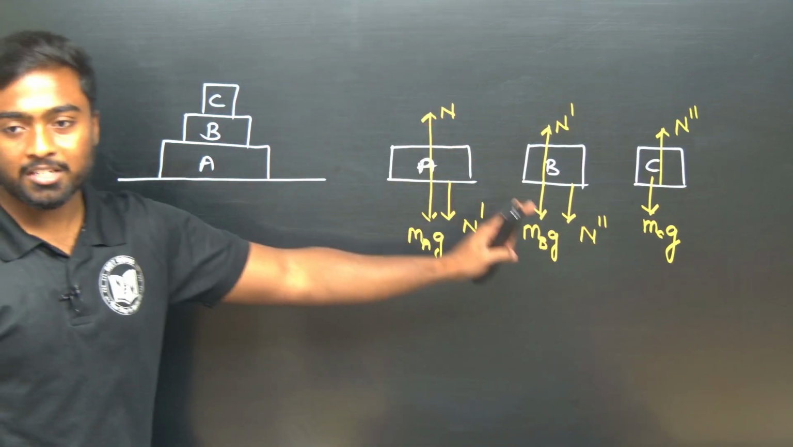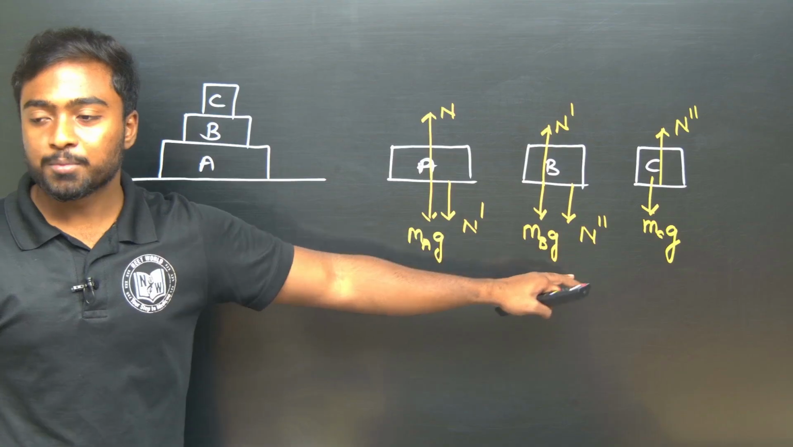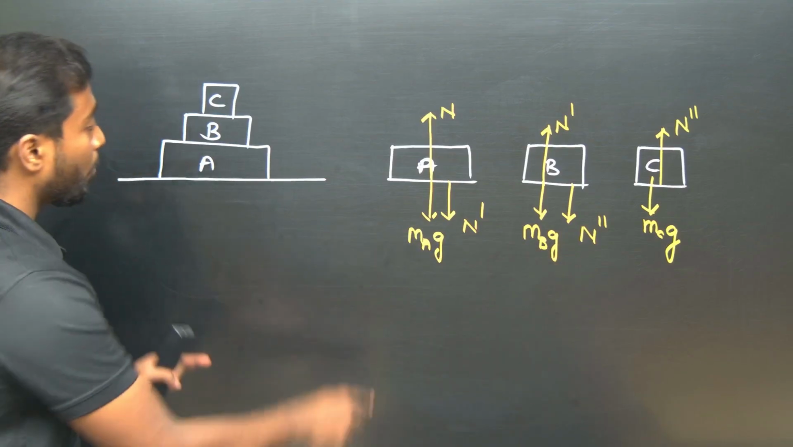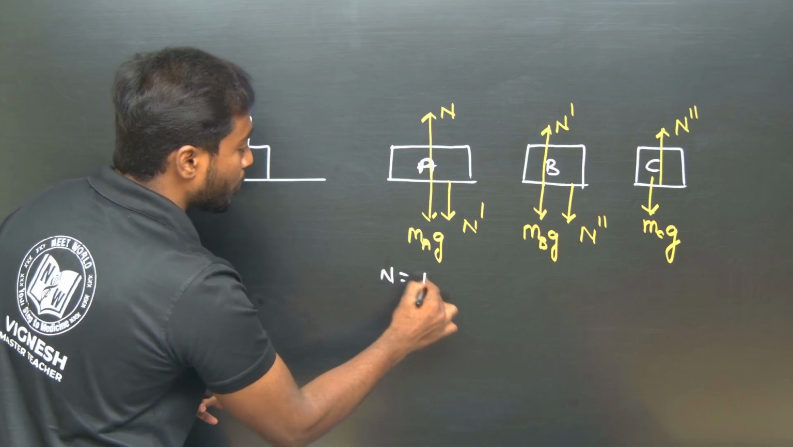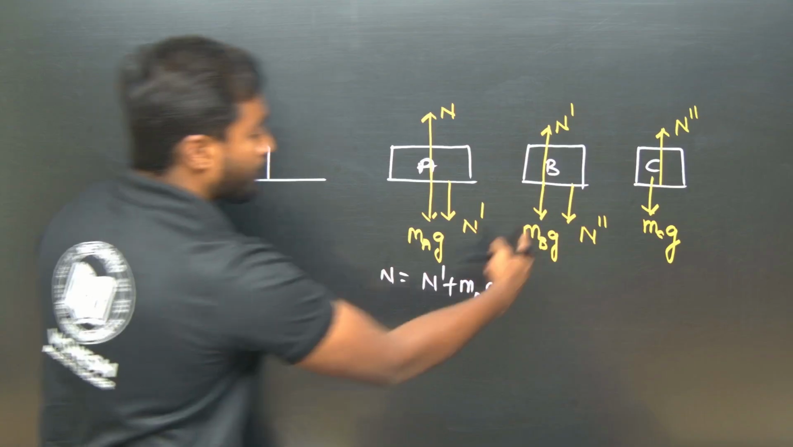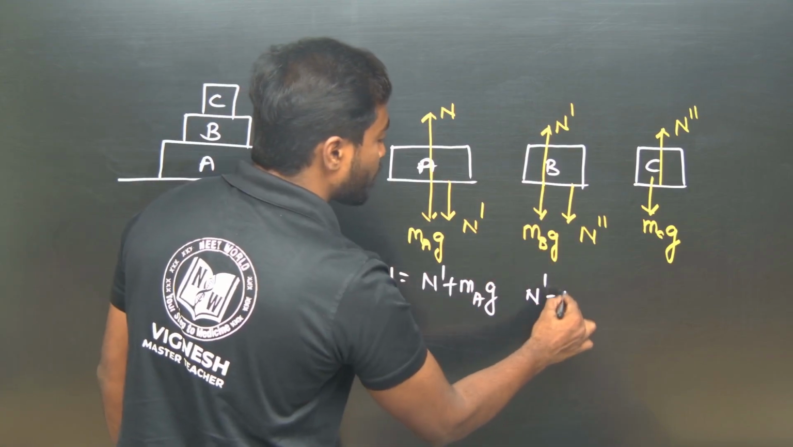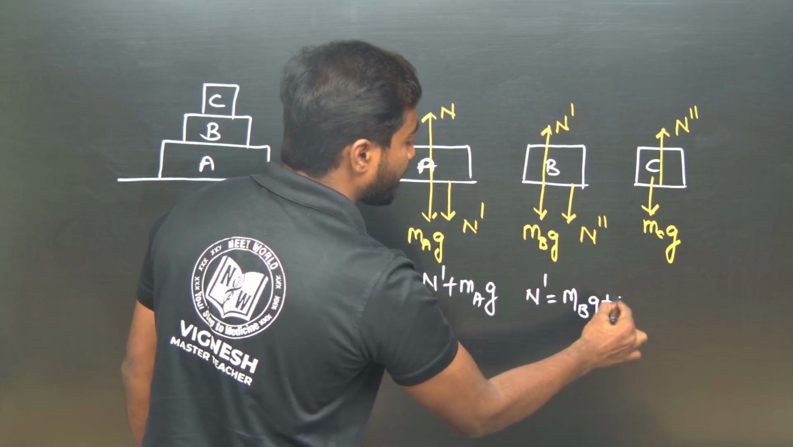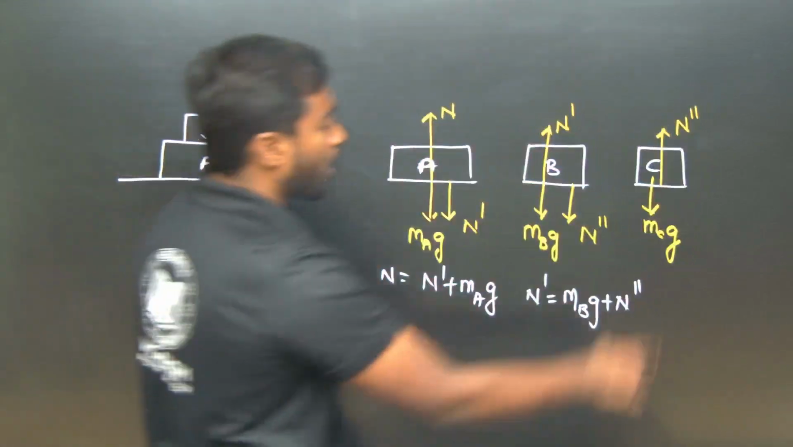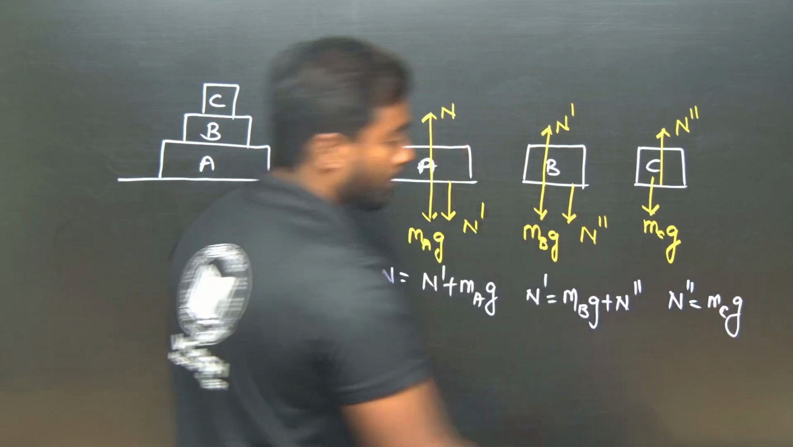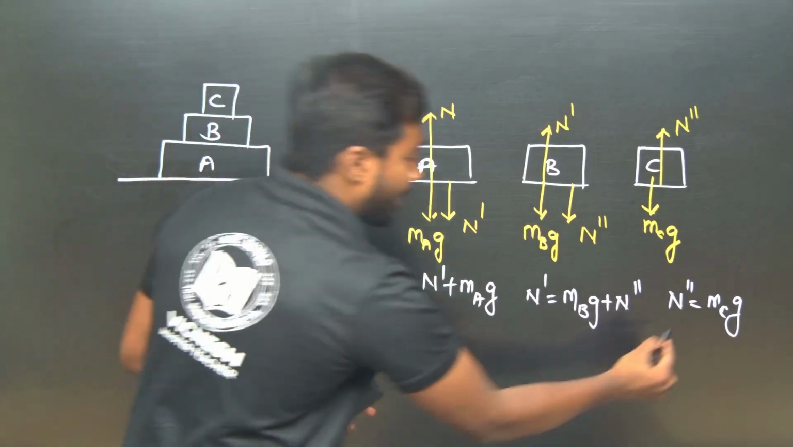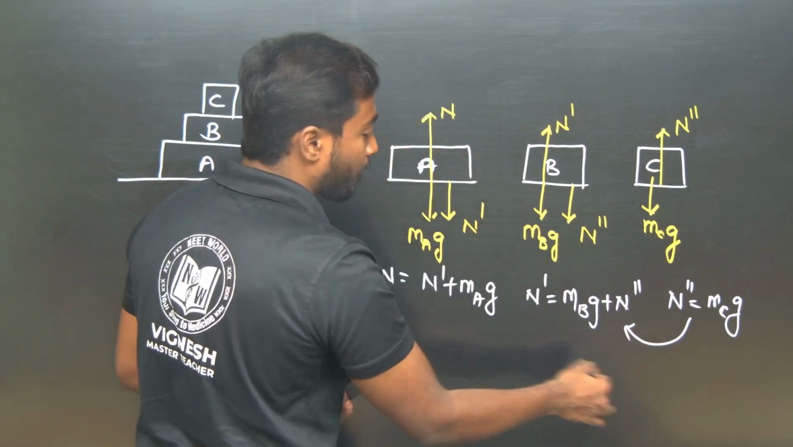It is in equilibrium condition, let us assume, which means the object is at rest. Now if I write the equation, N should be equal to N dash plus mass of A into gravity, and N dash will be equal to mass of B into gravity plus N double dash. N double dash will be equal to mass of C into gravity. Now when I take this equation, substitute here, and substitute in the first one, what will happen?